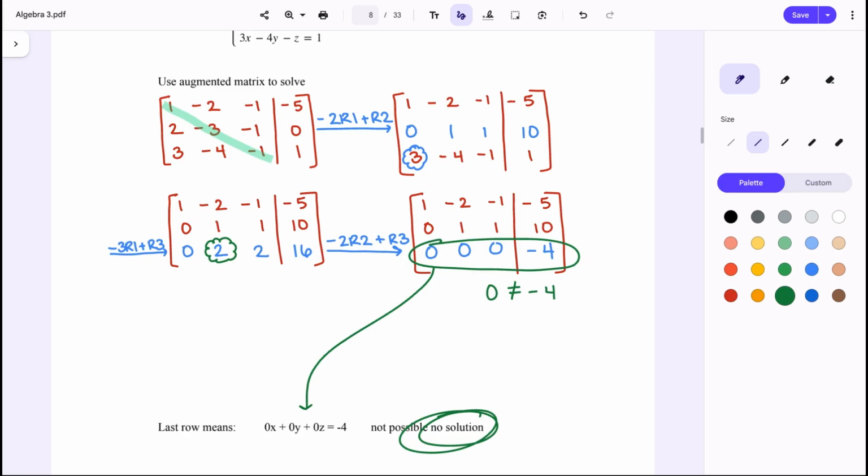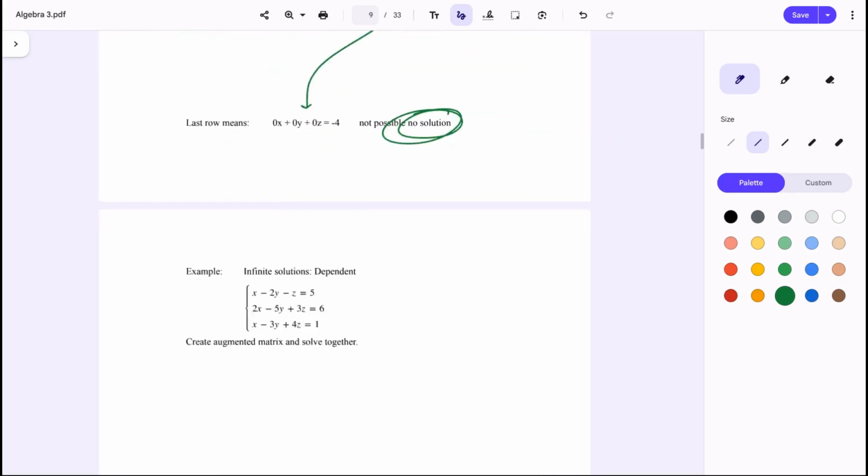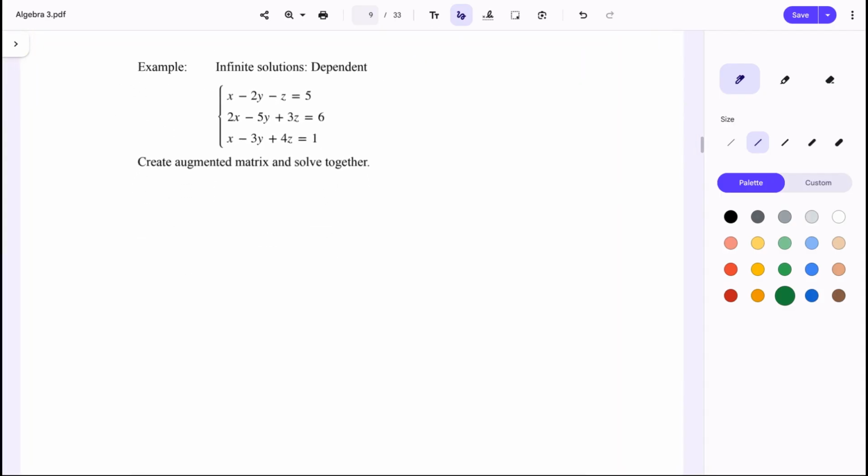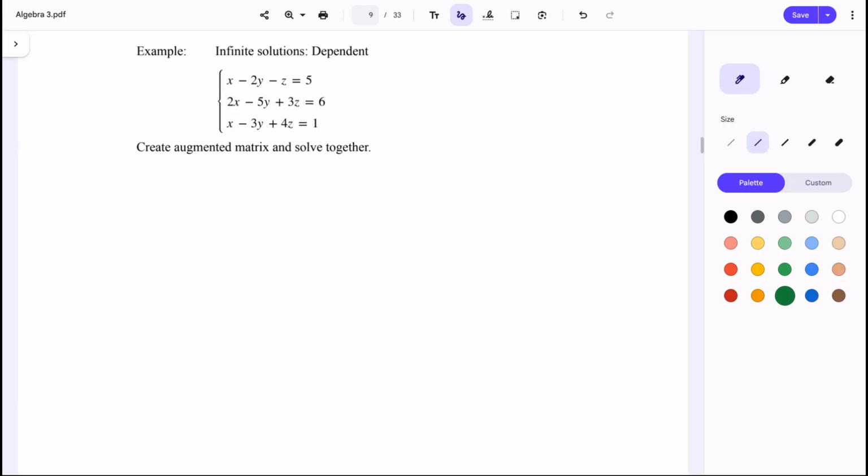Okay, so that's one of our situations where it's not going to work out like we did before, where we're able to continue to work with our matrix and solve for our X, our Y, and our Z. This one is the no solution case. If you guys turn the page, we're going to do another one, but we're going to talk about the dependent case now.